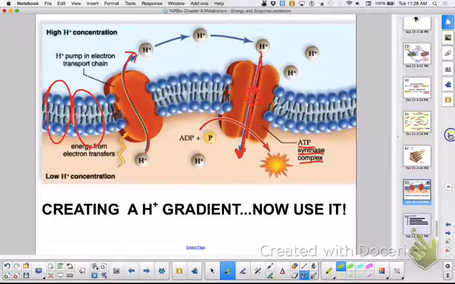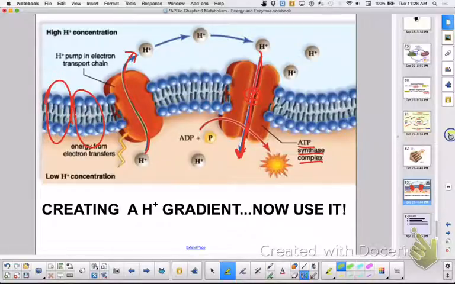Remember when we talked about hypertonic and hypotonic, you want to go from a higher concentration to a lower concentration? It's not just concentration. It's not just that you have more hydrogens on this side of the membrane, just like you could have more water on one side of a membrane or more salt or sugar on one side. There's a difference in pH as well, because wherever you have a lot of hydrogen ions, you're going to have a lower pH. And it's a difference in charge as well, because these are hydrogen ions.